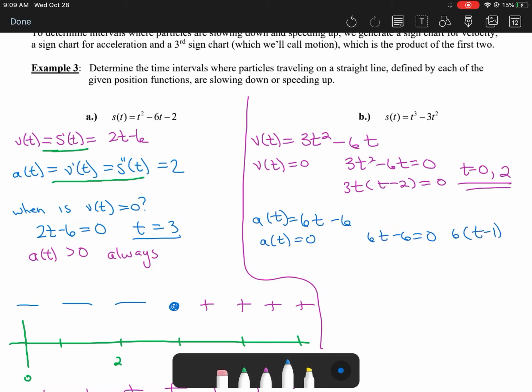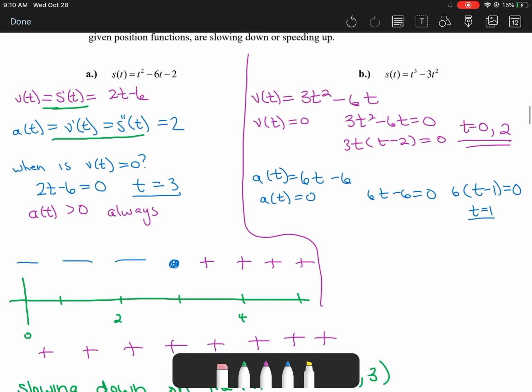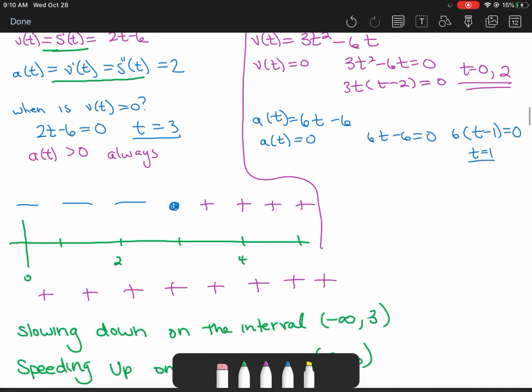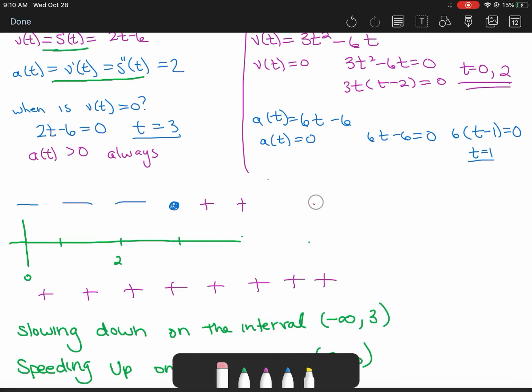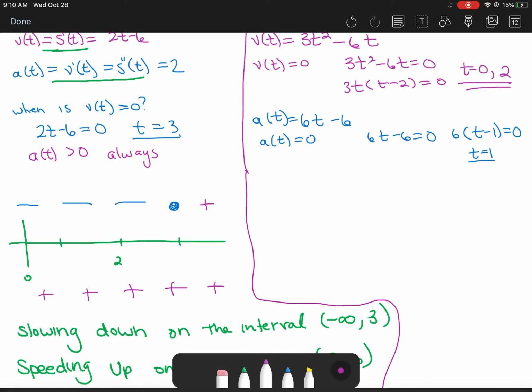Now you could just solve this. I'm going to factor this out simply because when I plug in numbers, it helps me to see when is it positive, when is it negative. But t is equal to 1. Okay, so now let's go ahead and do our sign chart. And I'm just going to do this a little big, so I'm going to erase a little bit of this just so I have more room to write. There we go.